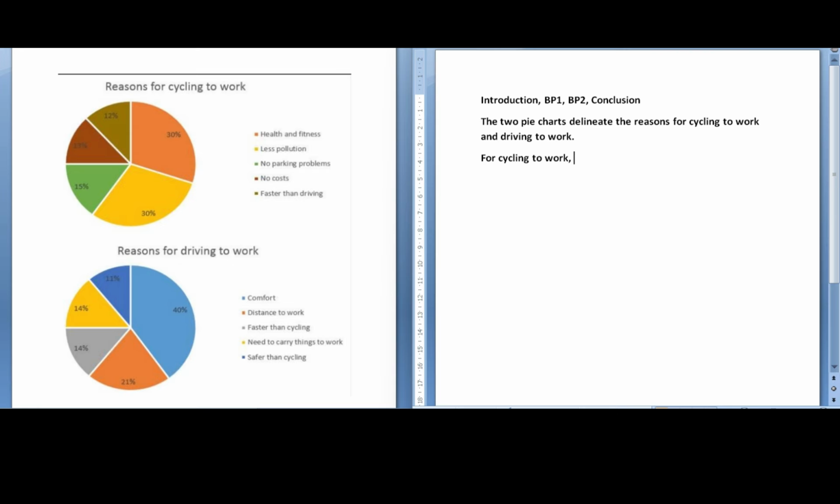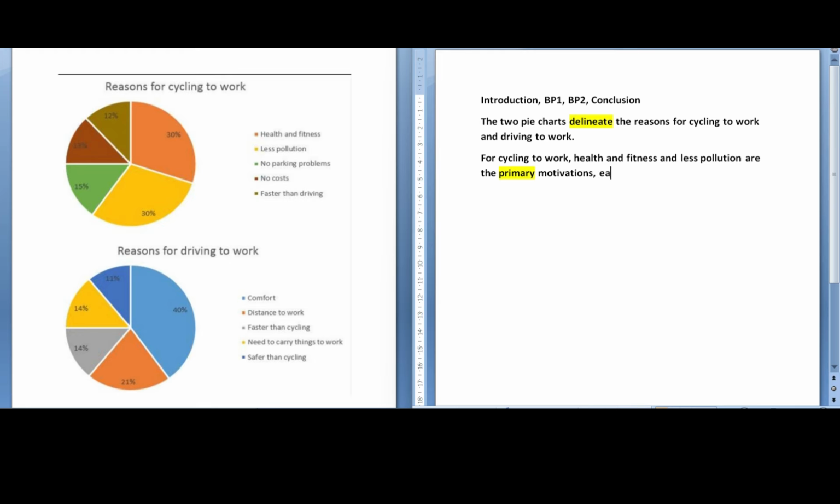So firstly, we will start with for cycling to work, health and fitness and less pollution are the primary motivations. I have used this word delineate, that will help you to get good scores in terms of vocabulary. Primary, instead of main, you can write down primary or predominant. That's your wish. Okay, you can use predominant as well.